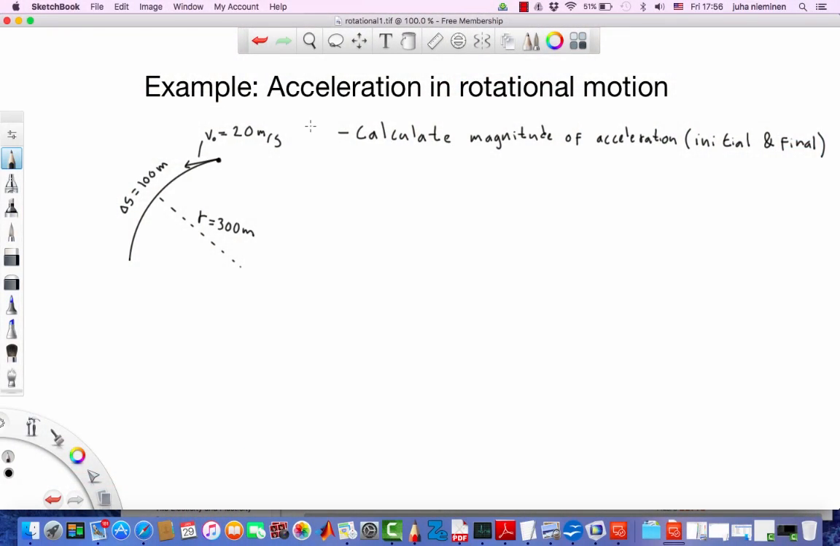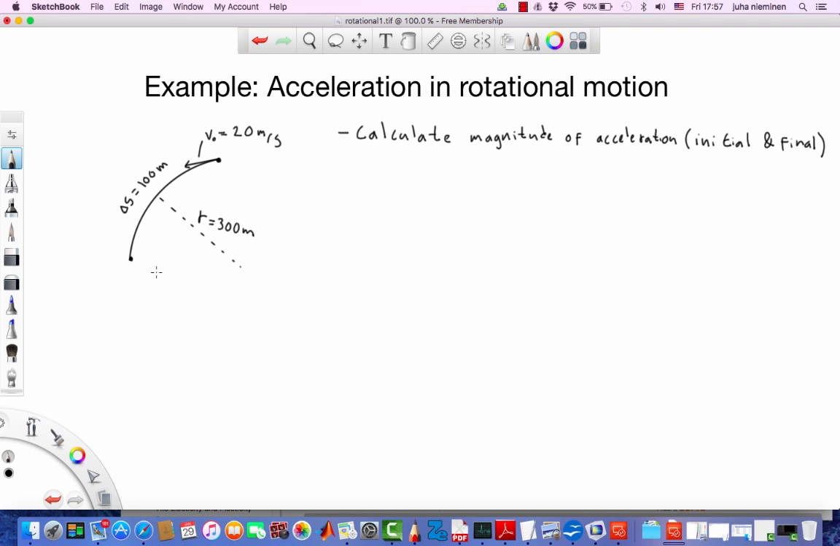Let's study acceleration in rotational motion in the case when we have a car that is driving along a curved path with the radius of curvature being 300 meters and its initial speed is 20 meters per second, and it starts braking in such a way that it comes to a complete halt in 100 meters. We would like to know the magnitude of acceleration in the beginning and in the end. And we are assuming constant acceleration during this maneuver.